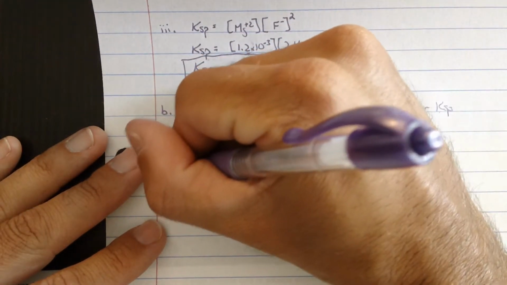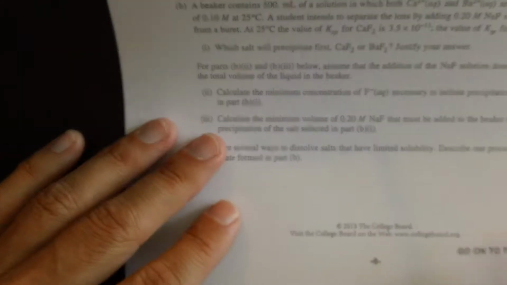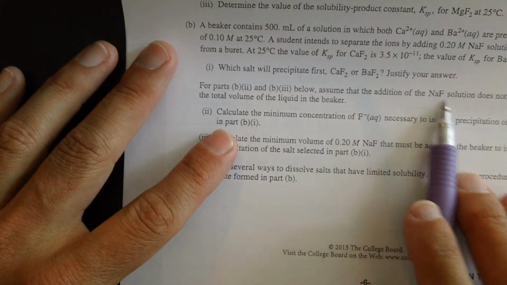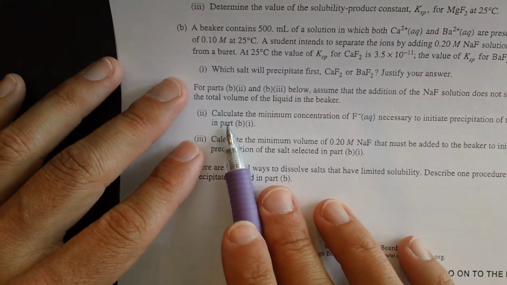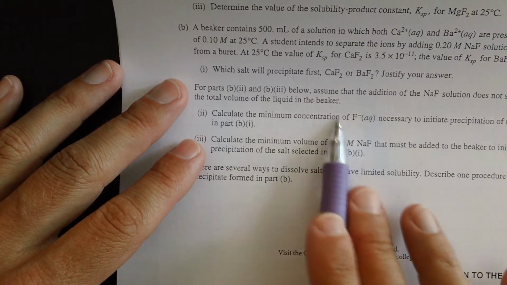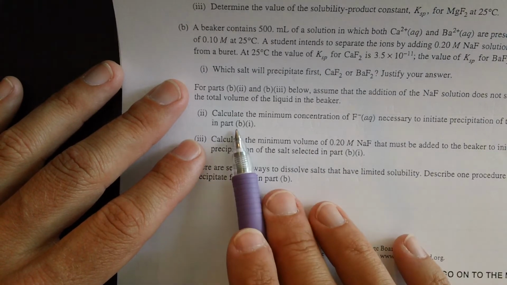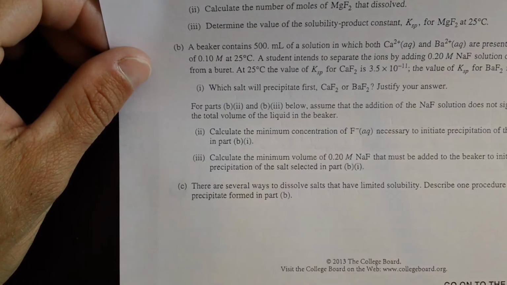Part B2 says assume that the addition of sodium fluoride does not affect the total volume. That's nice. No air resistance. It says calculate the minimum concentration of fluoride necessary to initiate precipitation of the salt selected in part B1. So they want to figure out what concentration of fluoride is necessary.